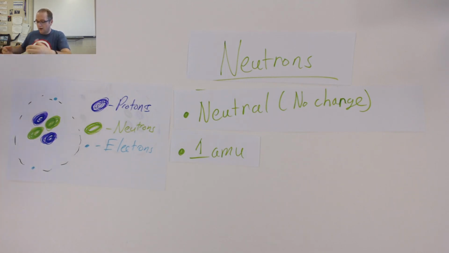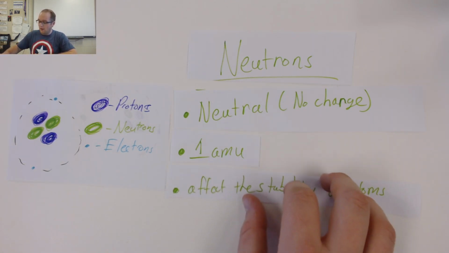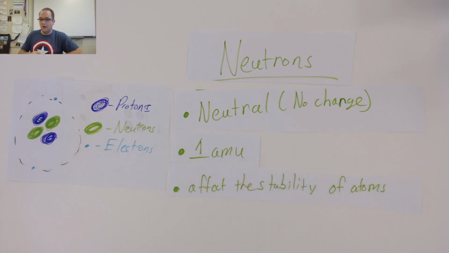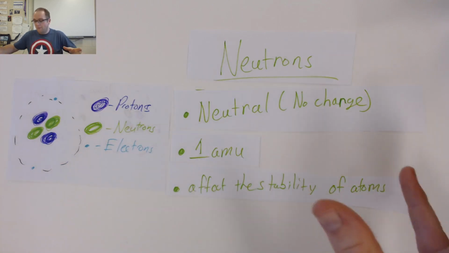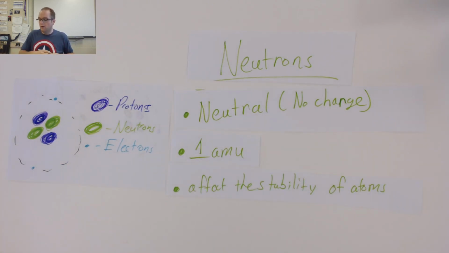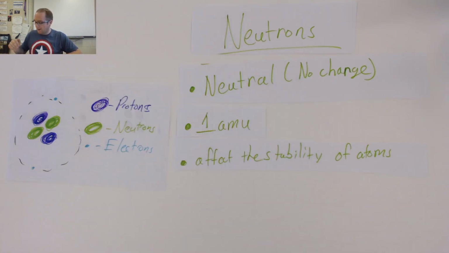So, what is their job in the atom? Very simply, aside from adding mass, they are going to help affect the stability of an atom. So whether it will stay together or fly apart depends on the number of neutrons. Sometimes adding a neutron will make it stable, so it'll stay together. Sometimes adding a neutron will break it apart. That's something we'll learn more about when we talk about radioactivity.